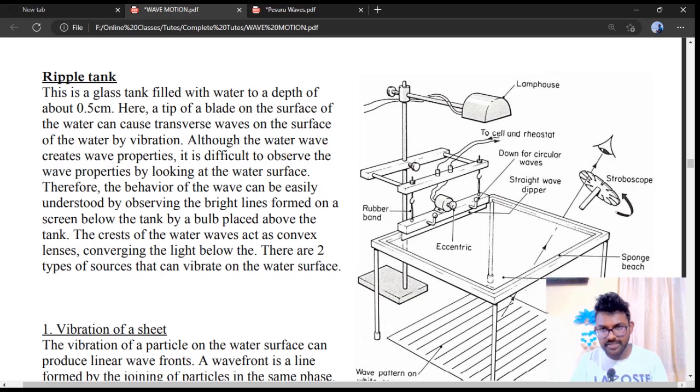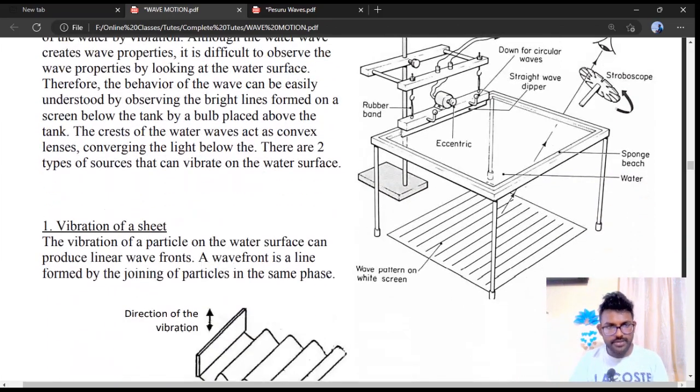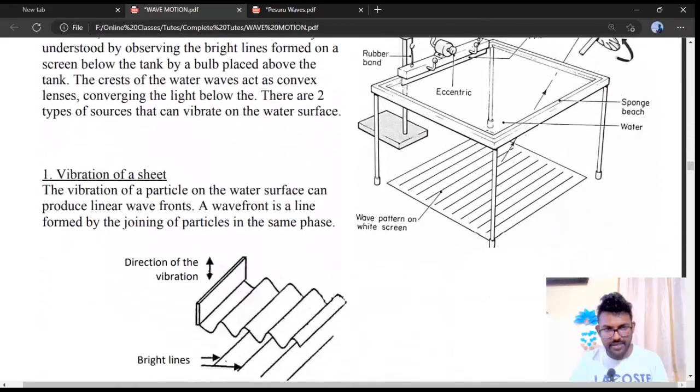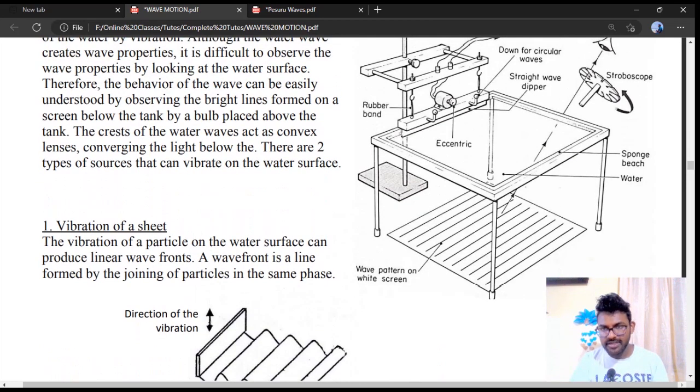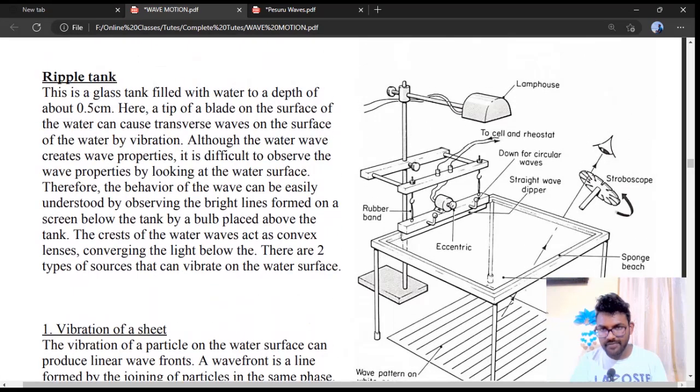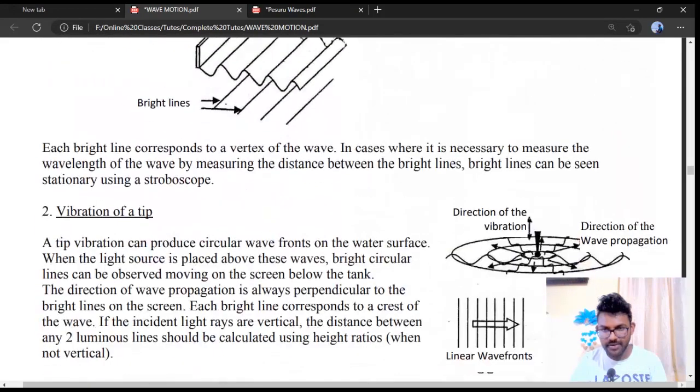You can see these structures are there, and we have a lamp house, or a lamp, on top of it. You can just go through this paragraph. Then you can see the vibration of the sheet. By vibrating the sheet, we get linear wave fronts. These are called linear wave fronts. Like this, it's kind of linear, going like this. And I told you this is a glass sheet, and below we have a screen, and we have projected some light. A parallel beam of light is being produced downward.